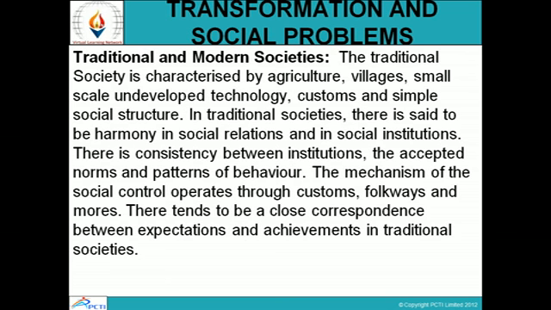Traditional and modern societies. The traditional society is characterized by agriculture, villages, small-scale undeveloped technology, customs and simple social structure. In traditional societies, there is said to be harmony in social relations and in social institutions. There is consistency between institutions, accepted norms and pattern of behavior. The mechanism of the social control operates through customs, folkways and mores. There tends to be a close correspondence between expectations and achievements in traditional societies.